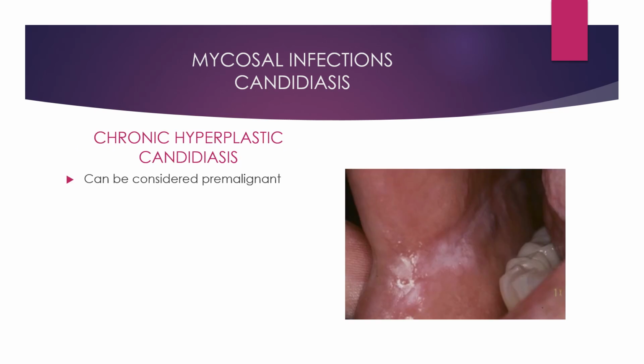Chronic hyperplastic candidiasis is the candidiasis that can be considered to be pre-malignant. In this particular picture that you see, what it looks like is perhaps a cheek bite, or even a very exaggerated linea alba. Again, you'd have to take a look at the history of what findings were in the original intraoral extraoral examination to make a determination as to whether or not this would be chronic hyperplastic candidiasis.